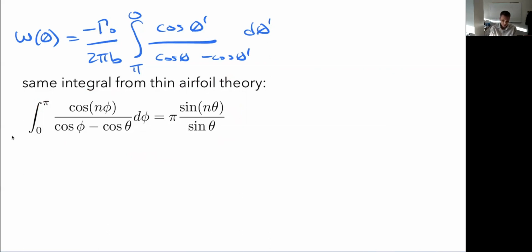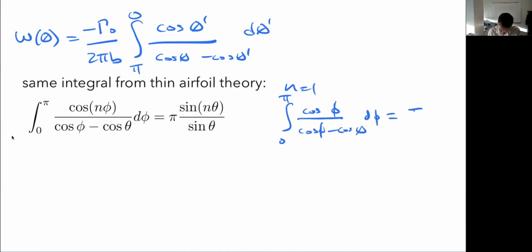But in our case, it's simpler here. If we compare this with this one, let's just look at the n equals 1 case, because that's all we need. That says the integral from 0 to pi of cos phi over cos phi minus cos theta d phi equals, if I put n equals 1 here, these cancel and I get just pi.